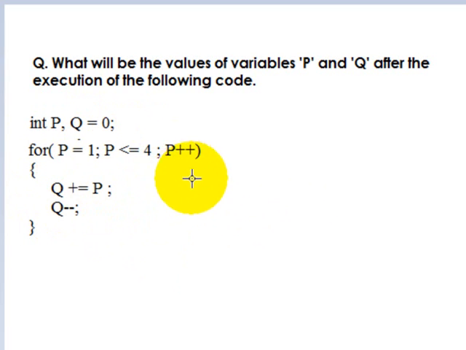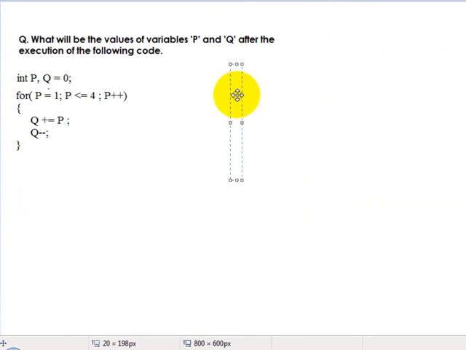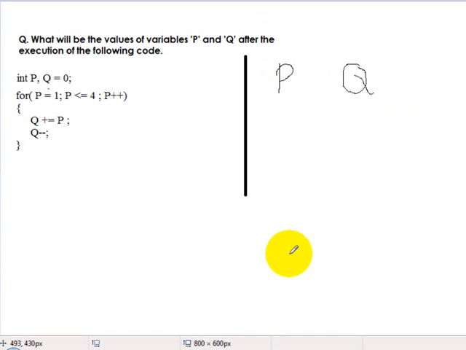So to check what values of P and Q will be after the execution of this program, let us try to solve it. How do we solve it? We start from the very first line. Here we have two variables, P and Q, and for understanding purposes we shall draw a line and write the variables P and Q. Now, int P comma Q equals to 0, so Q is initialized to 0. The initial value of Q equals 0. Now for P equals to 1, 1 is assigned to P, so the initial value of P equals 1.